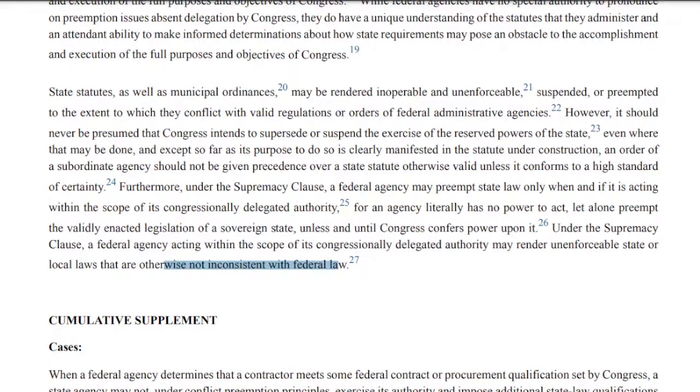This would be preemption by a federal agency acting within the scope, where they find some reason that, although the law is not inconsistent with federal law, they render it unenforceable for some other reason, which we could look into in more depth if we want the details, with footnote 27.